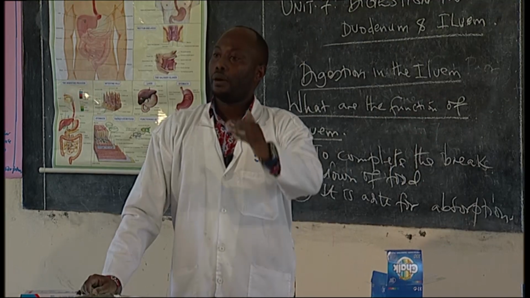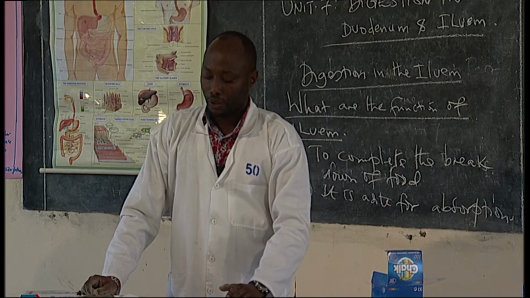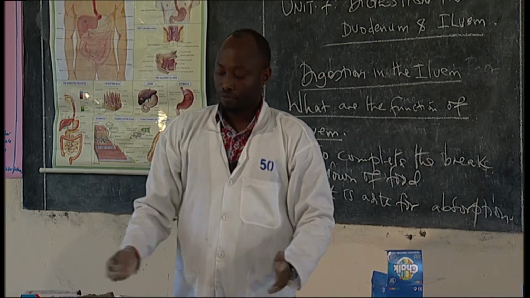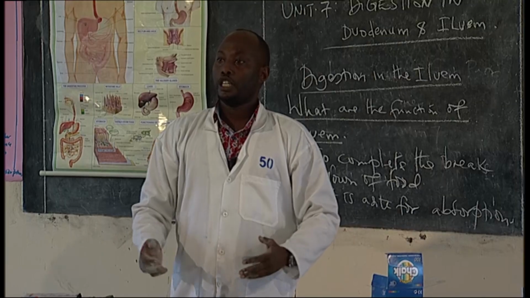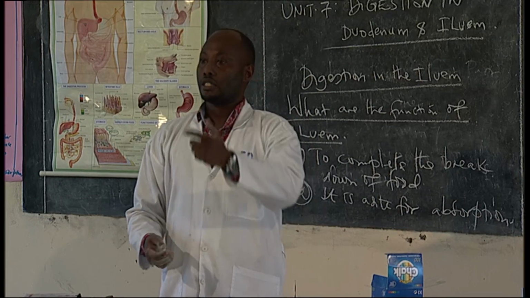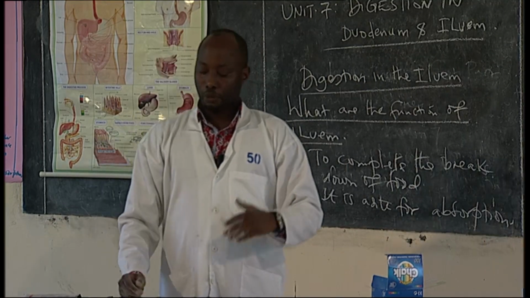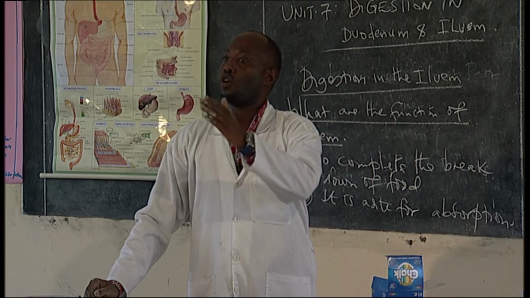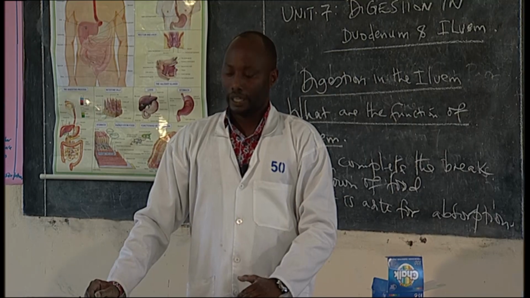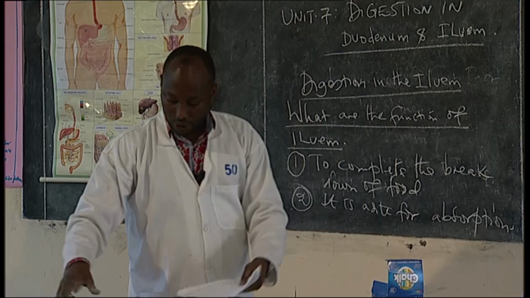And in the lining of the small intestine, we have what you call the epithelial lining, which has special cells. These special cells are called goblet cells, which secrete mucus. And this mucus is very important to protect the wall from being attacked by hydrochloric acid. All right, so write the function of it. Take that note.